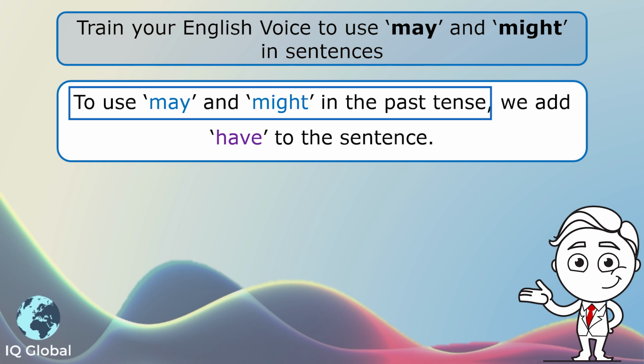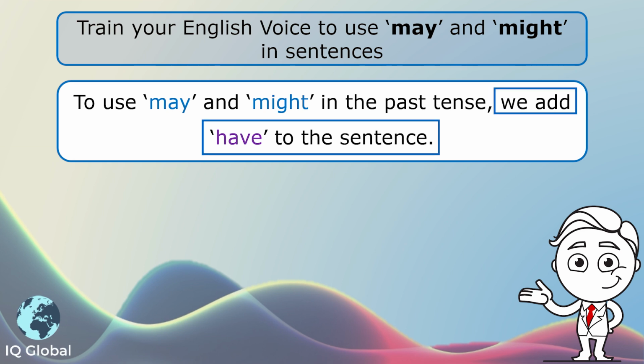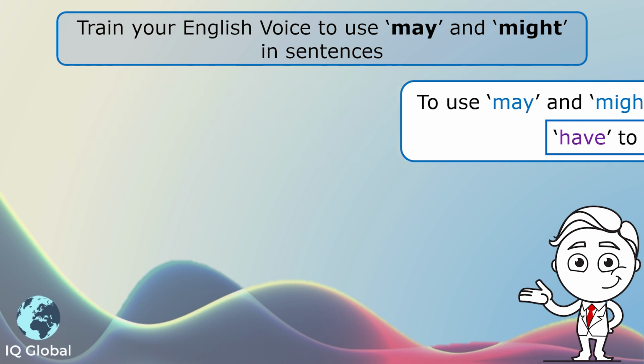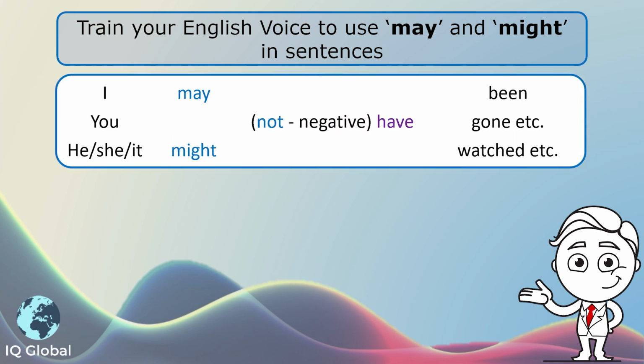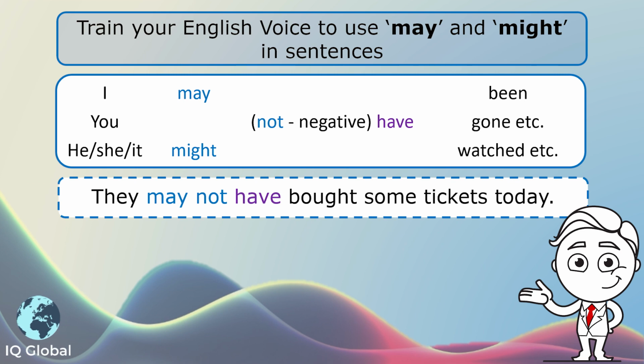To use may and might in the past tense, we add have to the sentence. So have a look at the sentence structure. We have subject, may or might, not if it is negative, then the word have, and then the past participle, been, gone, watched, etc.